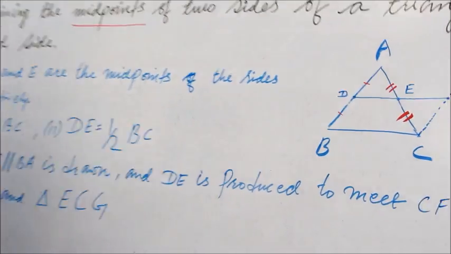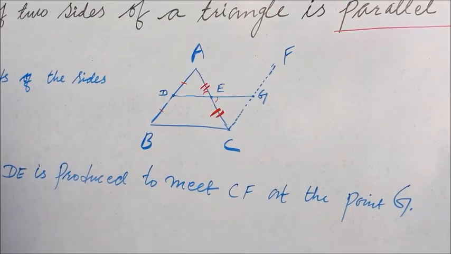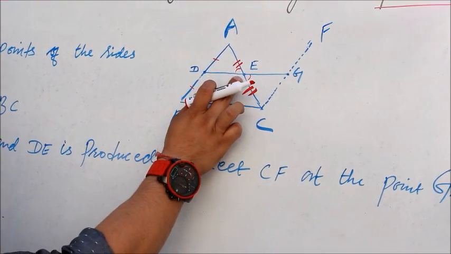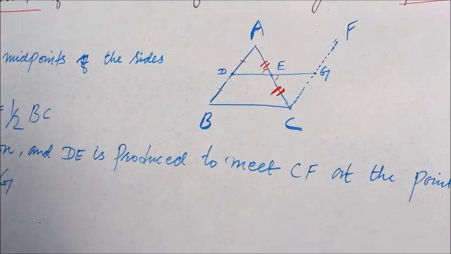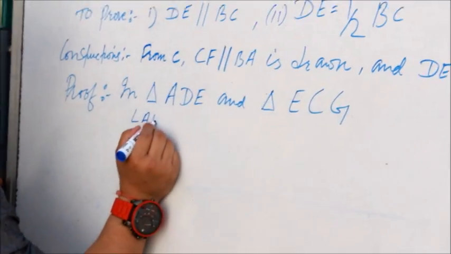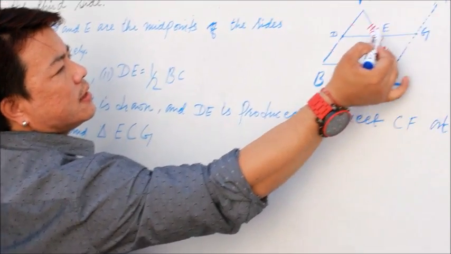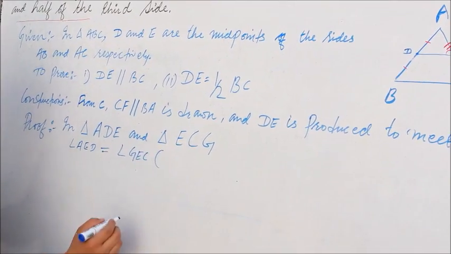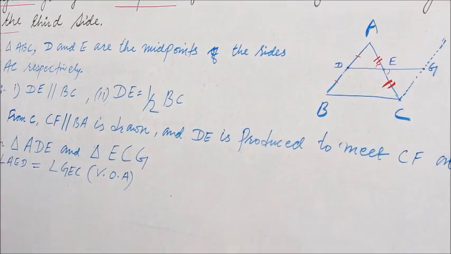So how do you prove it? Now see here, this angle and this angle, what do you call it? Vertically opposite angles, because the straight lines AC and DG are straight lines meeting at the point E. So the angles formed are called vertically opposite angles, and vertically opposite angles are equal to each other. So we can write here angle AED is equal to angle GEC. The reason is vertically opposite angles, VOA, short form for vertically opposite angles.